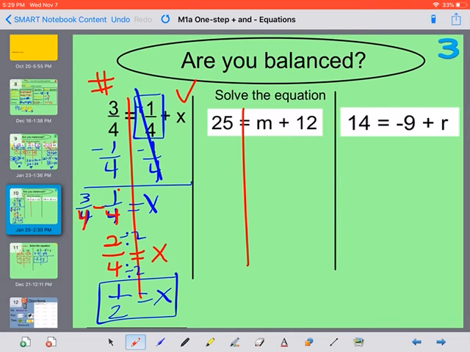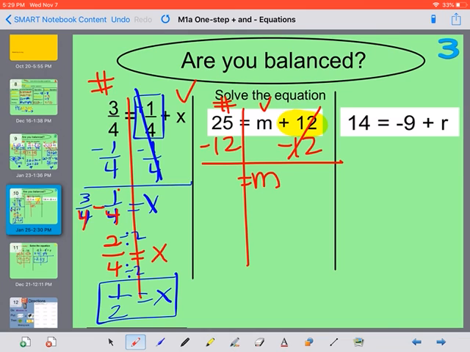Next, do the opposite of what you see, the inverse. Here's our variable, so we want the numbers on the other side. So we need to move this 12 over to the other side. The opposite of adding 12 would be subtracting 12. Remember, the plus or minus always goes with whatever comes after it.